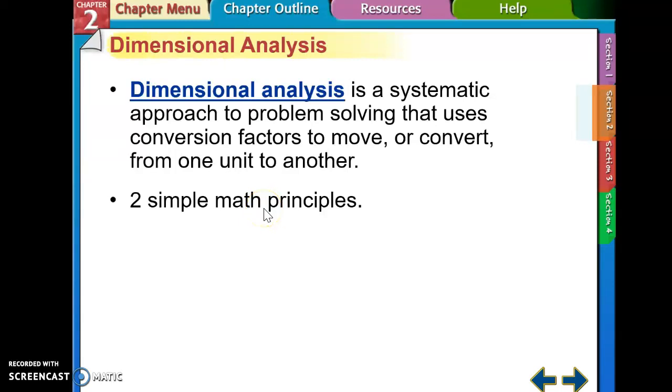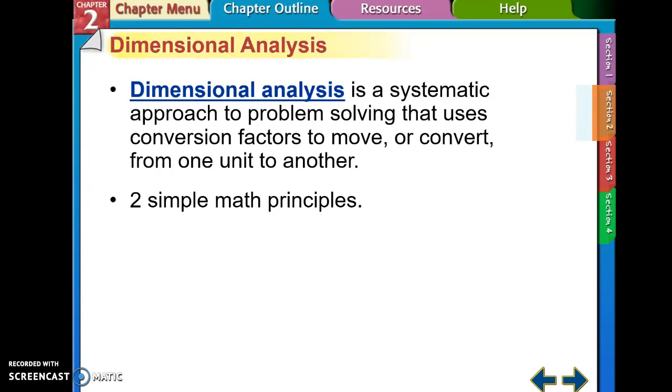Alright, welcome back. Today we're going to be talking about dimensional analysis. So what is dimensional analysis? It is a systematic approach to problem solving. Systematic means we are going to do the same system every single time, that uses conversion factors to move or convert from one unit to another.